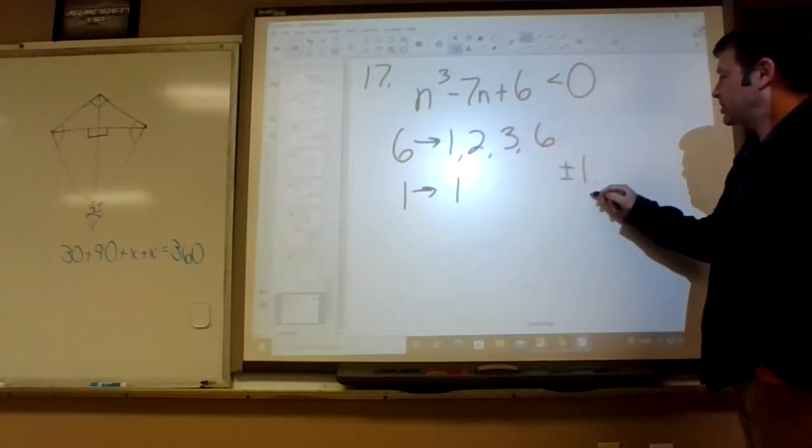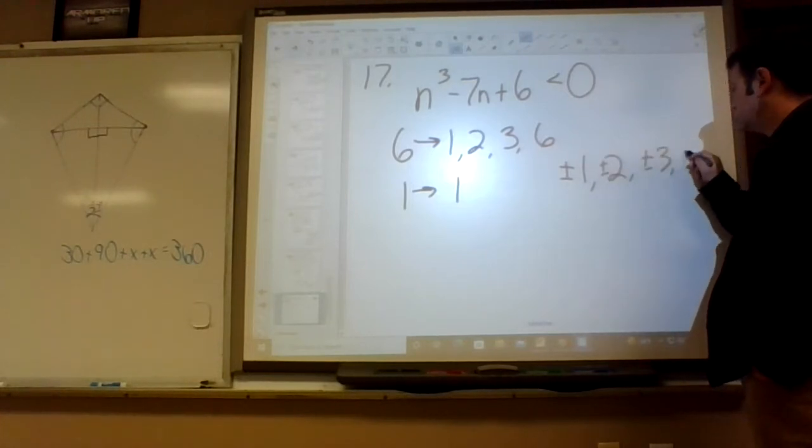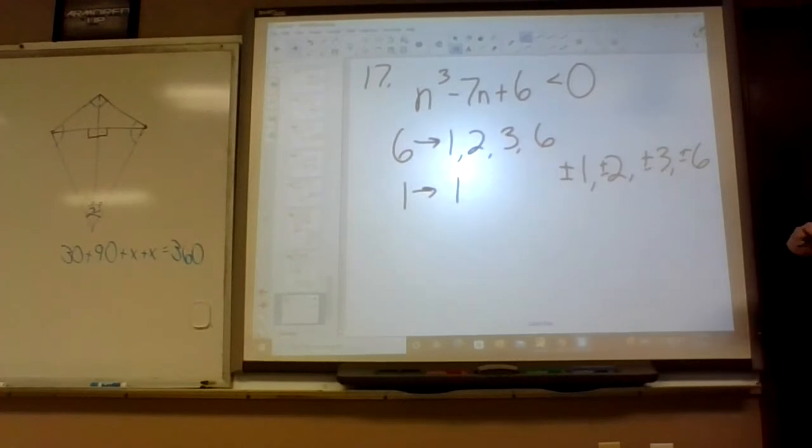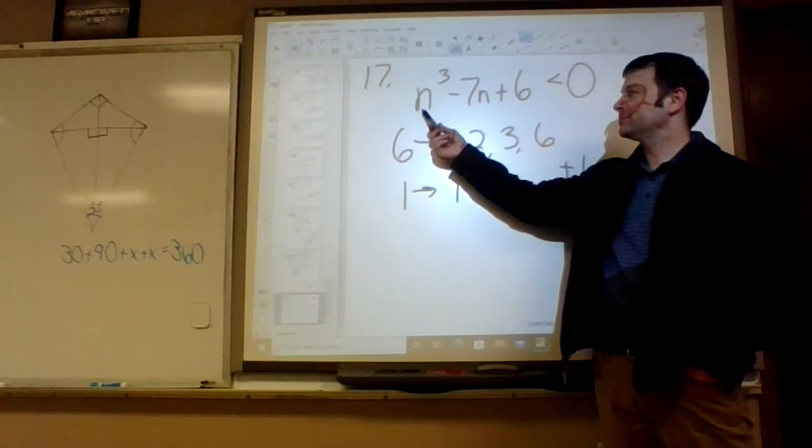So it's positive negative 1, 2, 3. These are possible answers, not actual answers. So do you know how we know which is right? Plug it in. So if you plug in 1, for example, would that work?